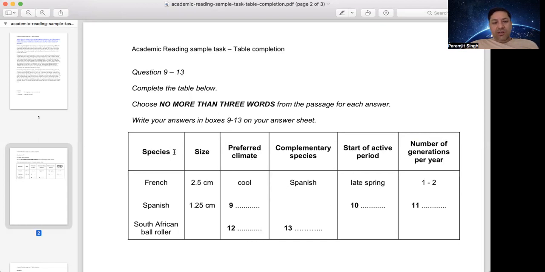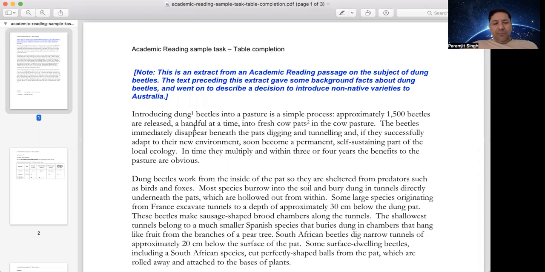Just go to the questions. It is basically asking some information about species, French, Spanish, and South African ball roller, size, proper climate, some complementary species, start of active period, number of generations per year. So I know that I have to search for information regarding these species. And if I reach the passage wherein this information is given, then I will read that passage carefully and answer these questions. We just go through the passage.